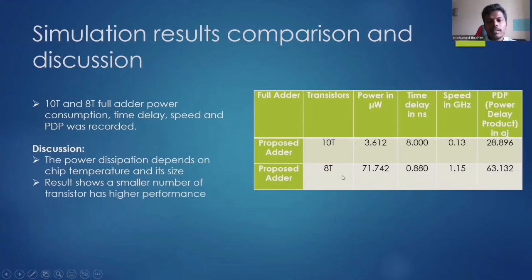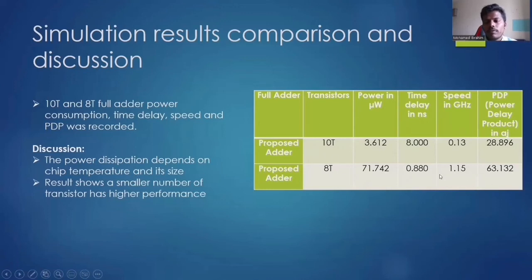On the right hand side, we can see the table, which has the proposed adders, and the transistor power in microwatts, time in nanoseconds, speed in gigahertz, and the power delay product. First, for the 10 transistor, we are getting a power of 3 microwatts, and for the 8 transistor, we are getting 71 microwatts. For the time delay, we are getting 8 nanoseconds for the 10 transistor, and for the 8 transistor, we are getting 0.880 nanoseconds. And for the speed, we have 0.13 gigahertz for the 10 transistor.